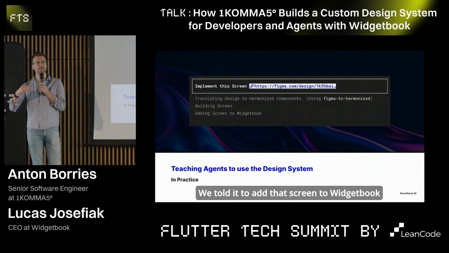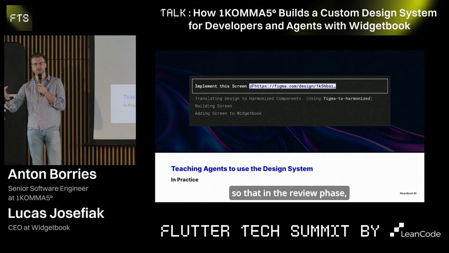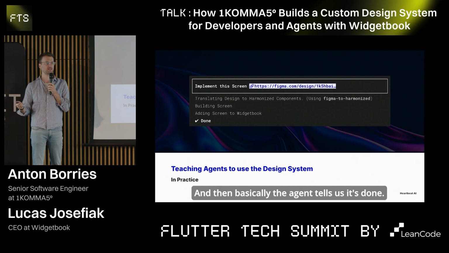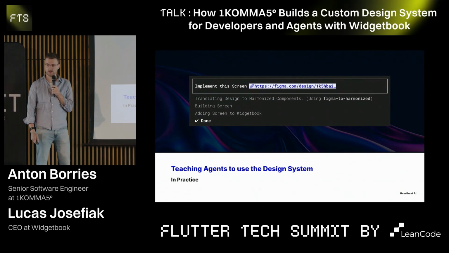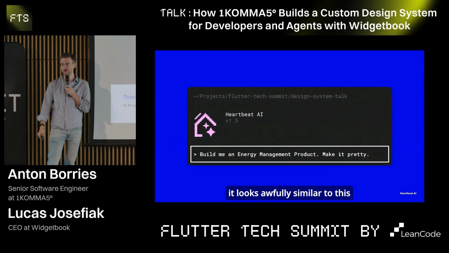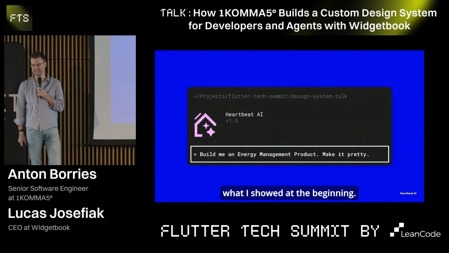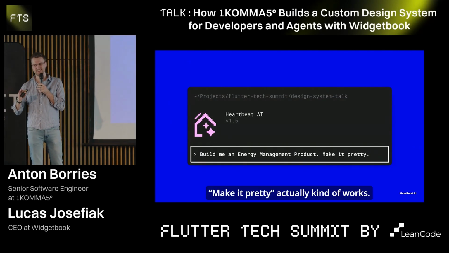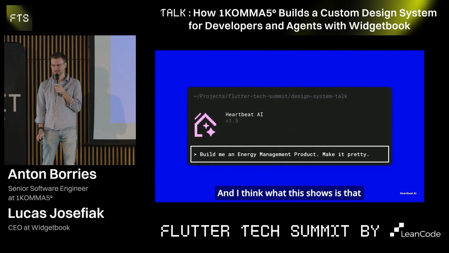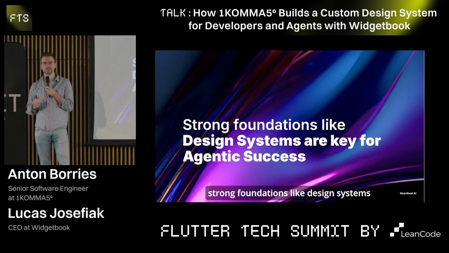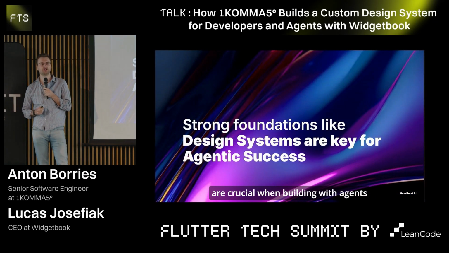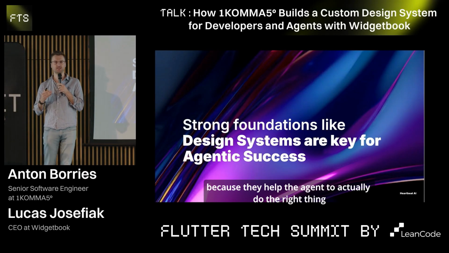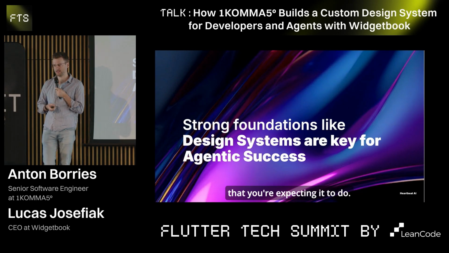We told it to add that screen to Widgetbook so that in like the review phase, we still get this visual review to see what happened. And then basically the agent tells us it's done. And if we now look at this, it looks awfully similar to this, what I showed at the beginning. That with the correct baselines and a design system, make it pretty actually kind of works. And I think what this shows is that strong foundations like design systems are crucial when building with agents. Because they help the agent to actually do the right thing that you are expecting it to do.